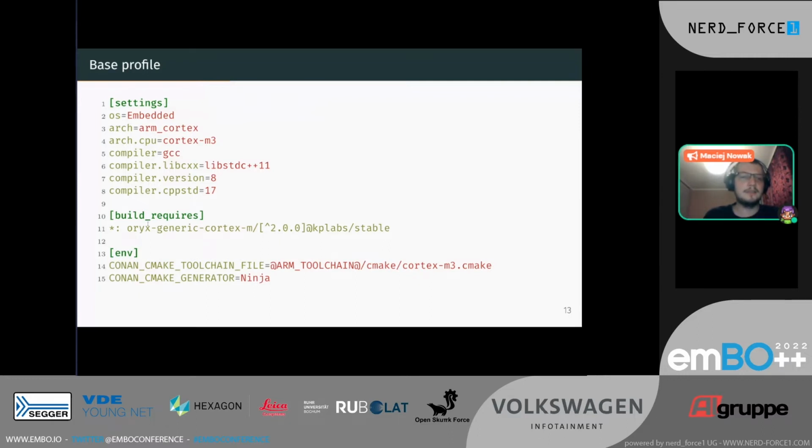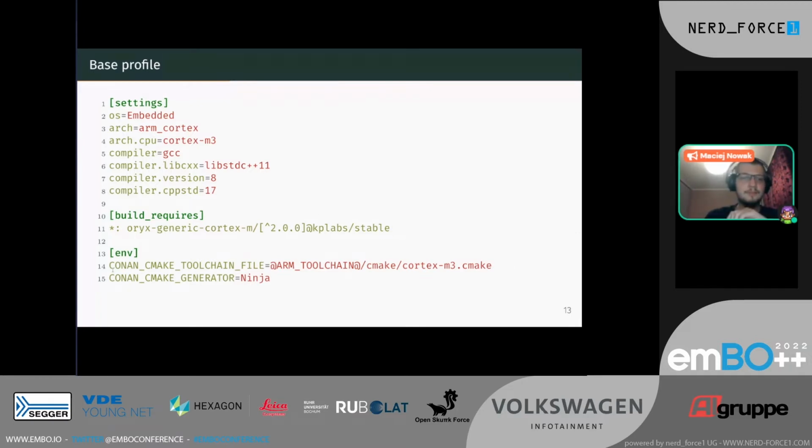The second thing is the build requires section that provides packages, allowing us to transparently build different packages for different platforms, and provide glue between packages and QEMU. So in this case, in the Oryx generic Cortex-M package, we will have startup files for Cortex-M3 that will allow us to build an executable that can be executed in QEMU.